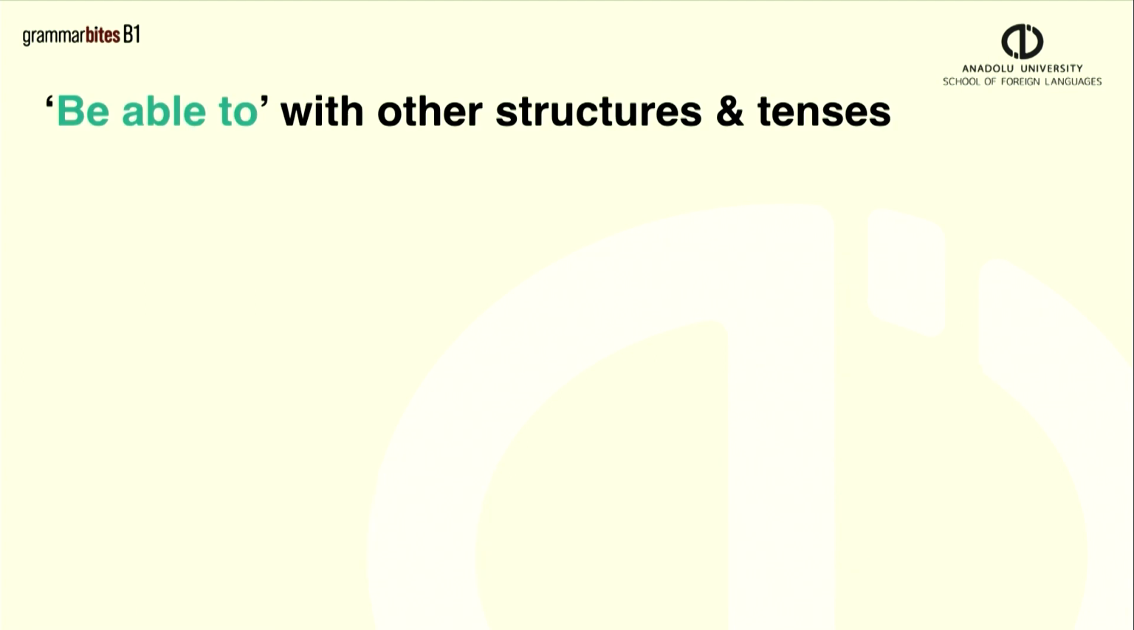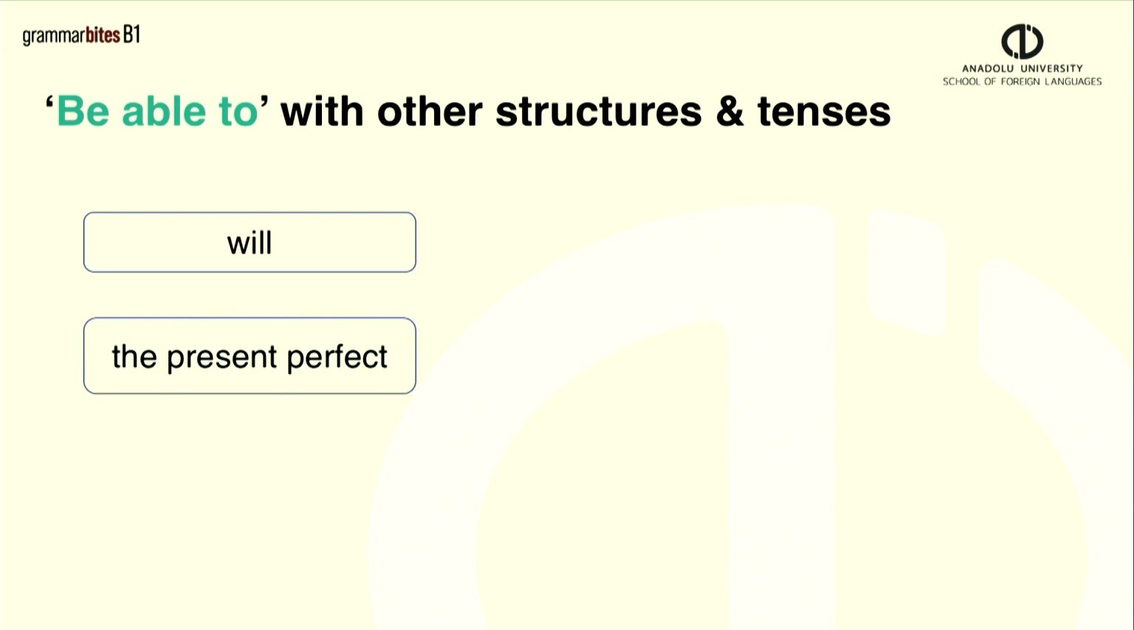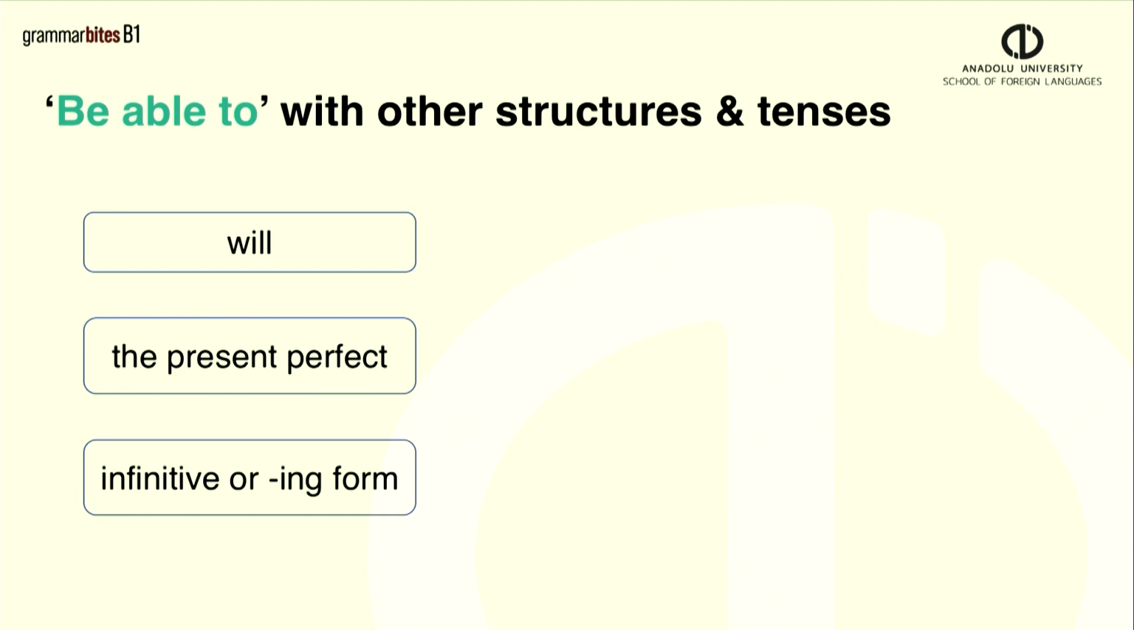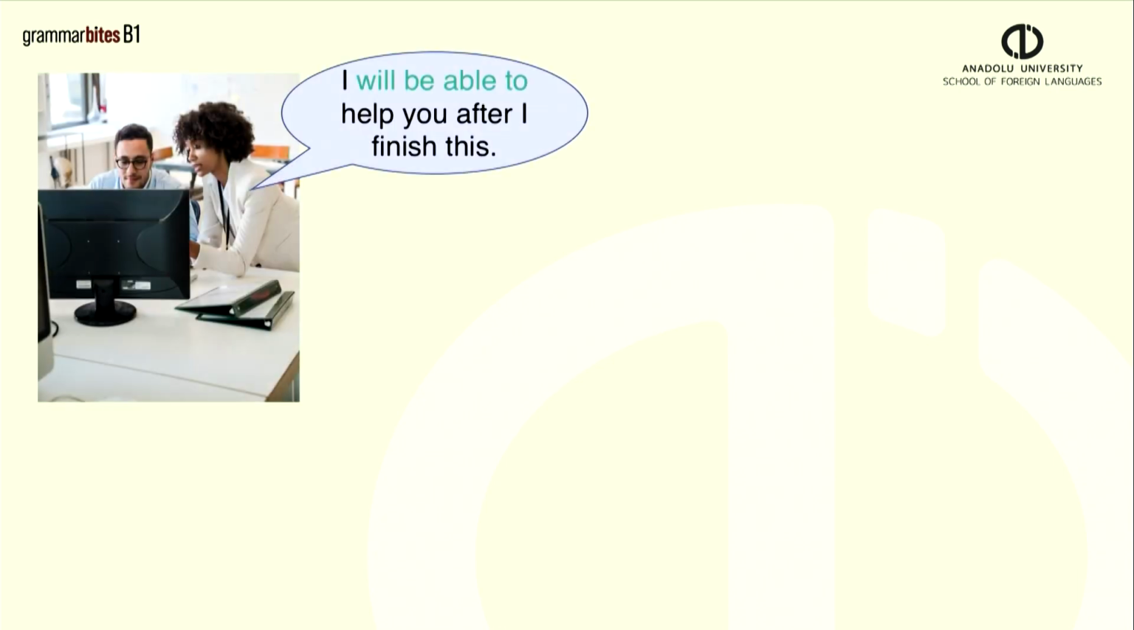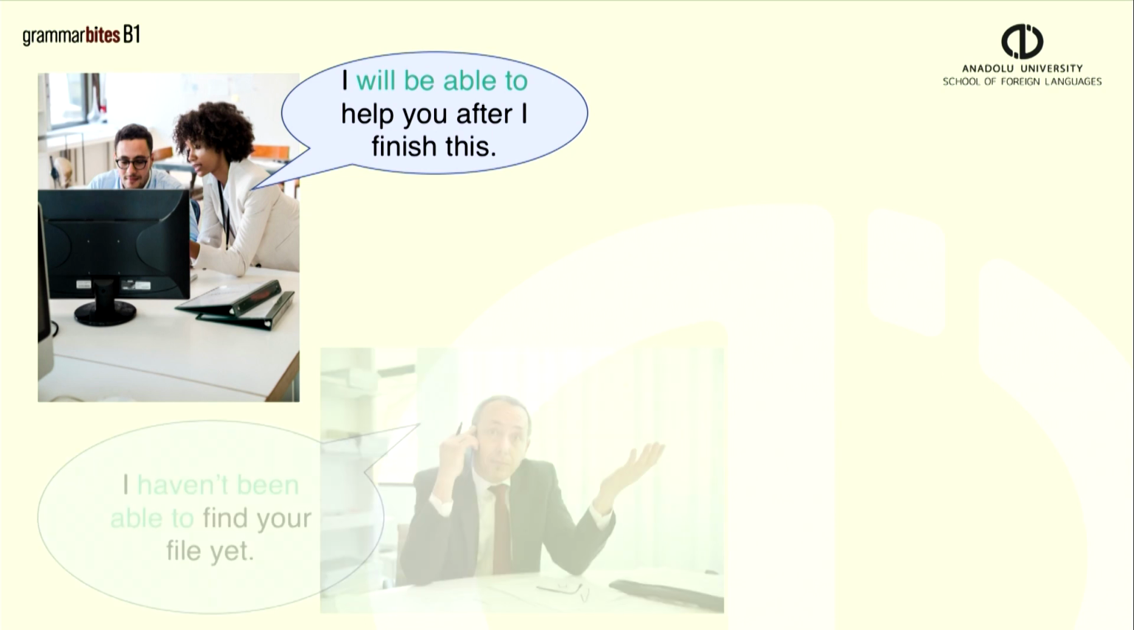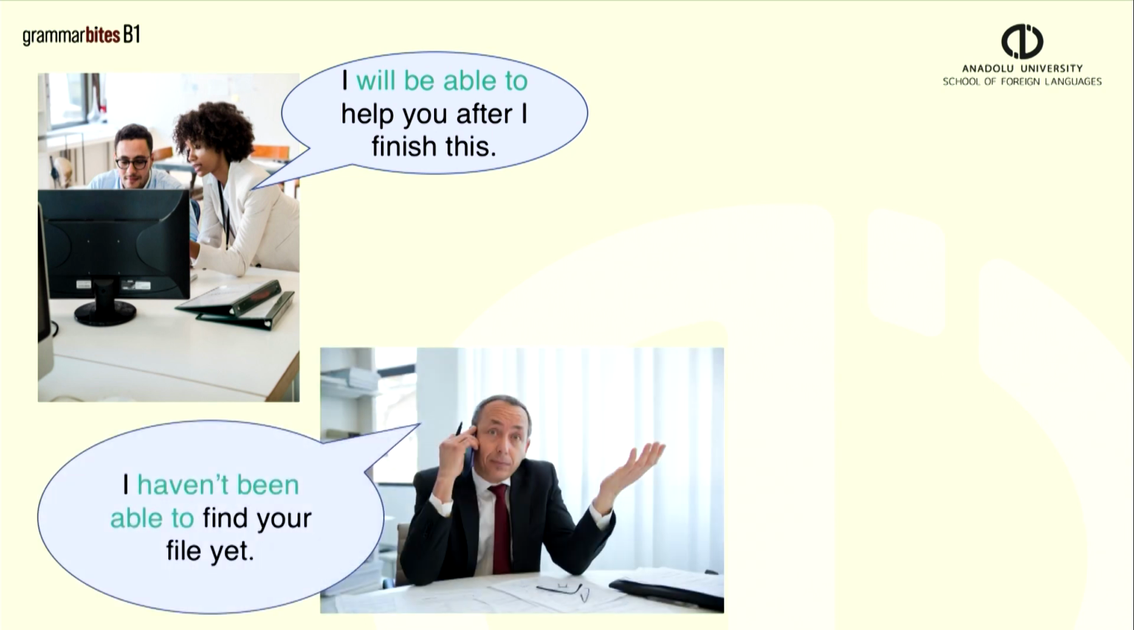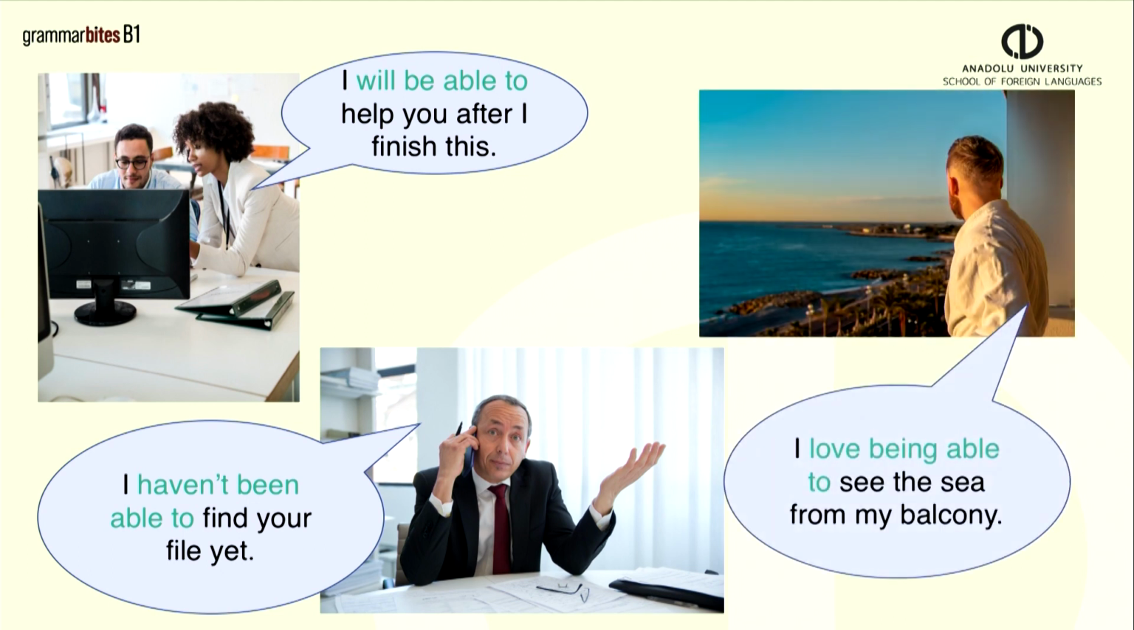Be able to is also used with different tenses or structures. For example, with will, the present perfect tense, infinitive or ing form of the verbs. I have some examples for you to see how we use be able to with different structures and tenses. For example, I will be able to help you after I finish this. I haven't been able to find your file yet. I love being able to see the sea from my balcony.